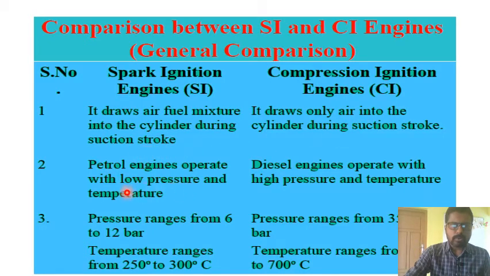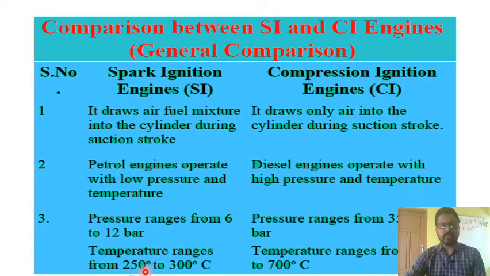Petrol engines are operated with low pressure and temperature. That is, the compression ratio of a petrol engine is normally less, that is why it operates with a low pressure and temperature. But in the case of a diesel engine it operates with a high pressure and temperature. That is the second comparison. The third comparison is pressure, ranging from 6 to 12 bar. Normally this is the pressure inside the SI engines.